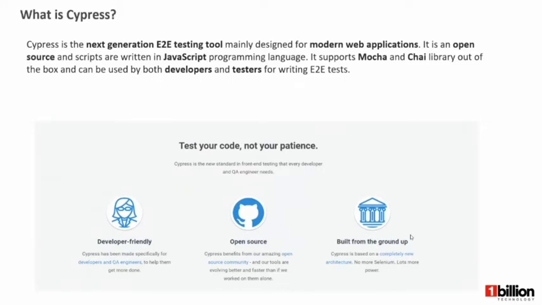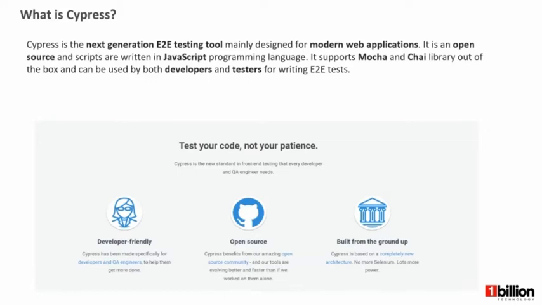Cypress is an open source tool, and we use JavaScript for scripting, and it's based on Mocha and Chai. For assertions, we use these Mocha and Chai libraries, right? Those are built into Cypress, so we don't need to install them separately. Actually, the main difference between Selenium and Cypress is that it's not only for testers, it's for developers as well. This tool was developed by front-end developers for their testing, and nowadays both developers and testers use it for their testing purposes.